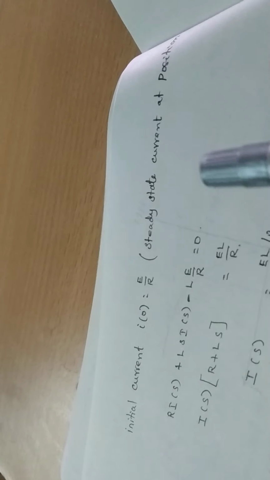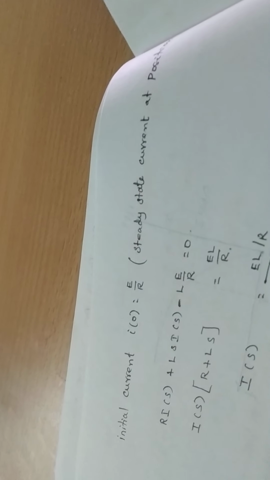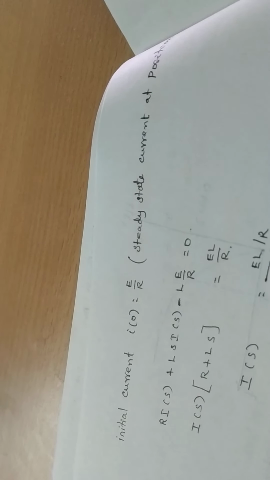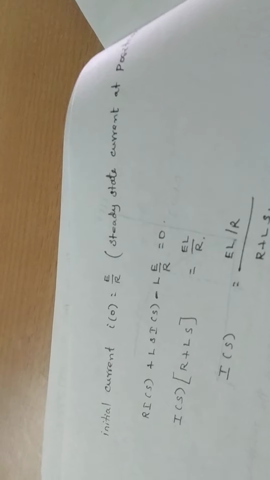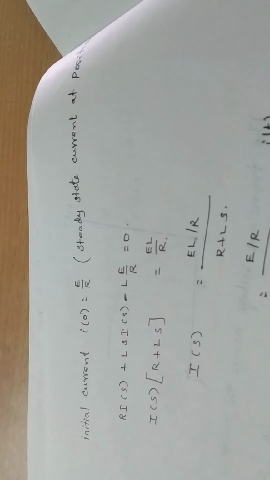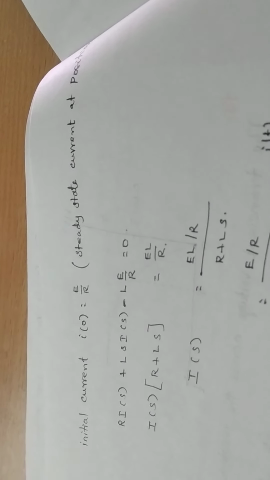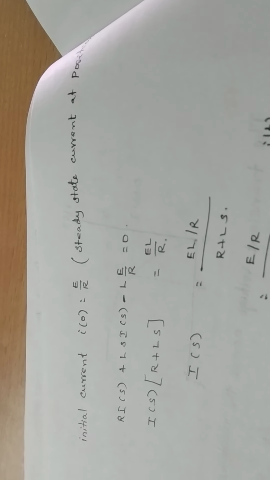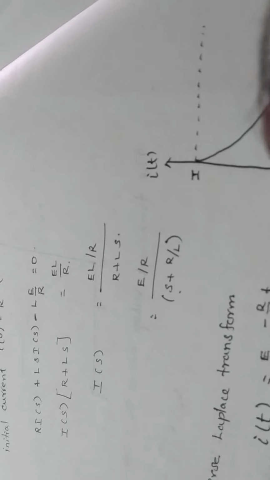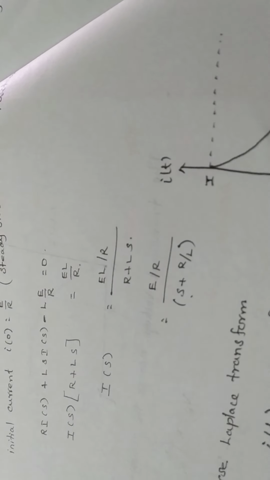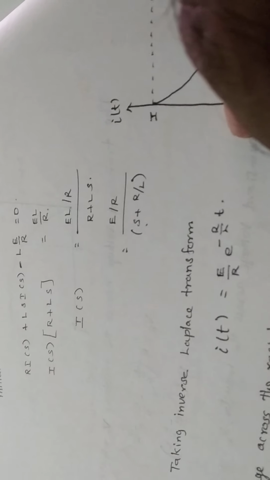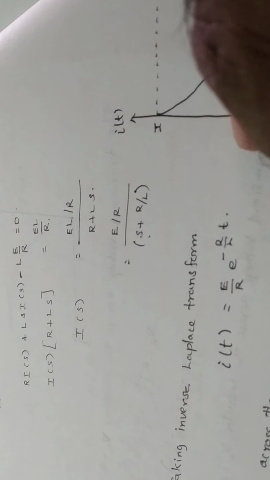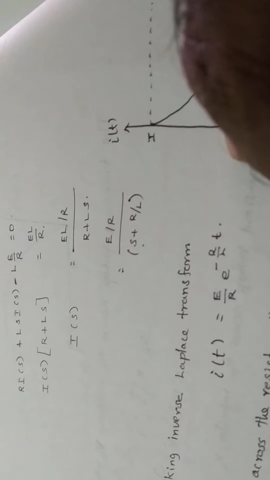R into I of s plus L into s into I of s minus L into E by R equal to 0. I of s into R plus Ls is equal to EL divided by R. I of s is equal to EL divided by R plus Ls. Taking this, I of s is E by R divided by s plus R by L. Taking the inverse Laplace transform, I of t is equal to E by R into e to the power of minus R by L into t.